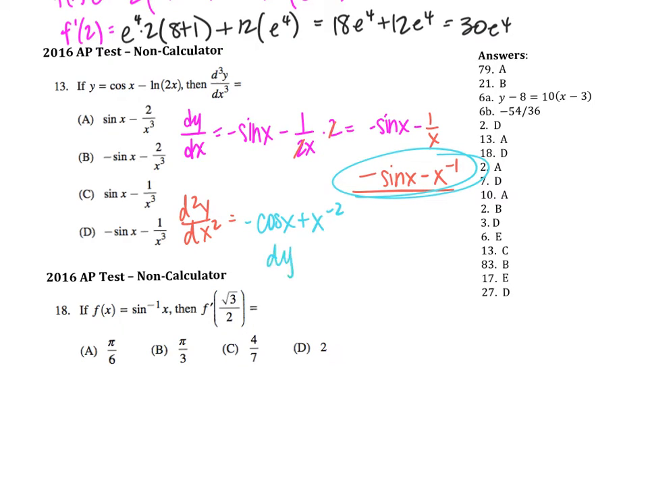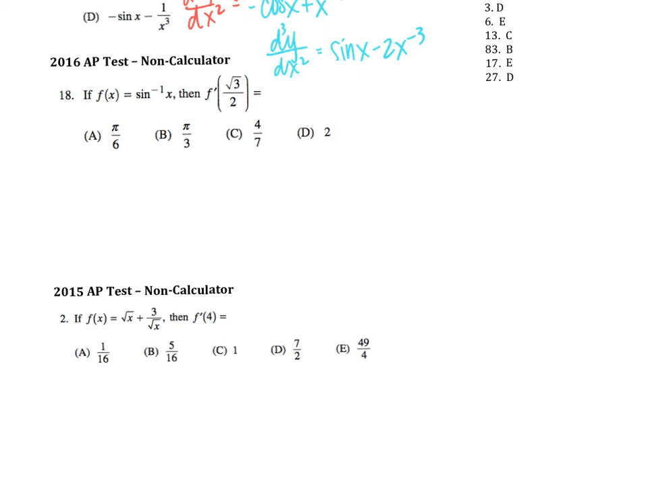And finally, that third derivative of negative cosine is positive sine. The derivative of x to the negative second is minus 2x to the negative third. That answer is A. Oh, this refreshes us on the derivatives of inverse trig functions.